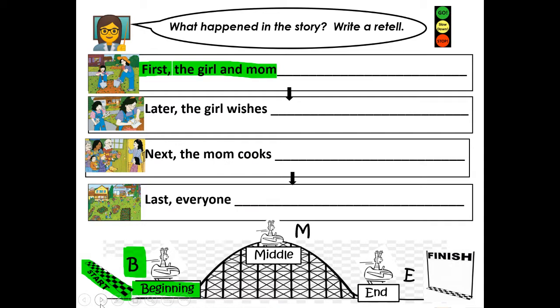So you need to push pause and write this sentence starter and then finish it with your own words. First, the girl and mom. So push pause and write this sentence and finish it. Once you're done with the green sentence, push play and we'll move on to the middle of the story.